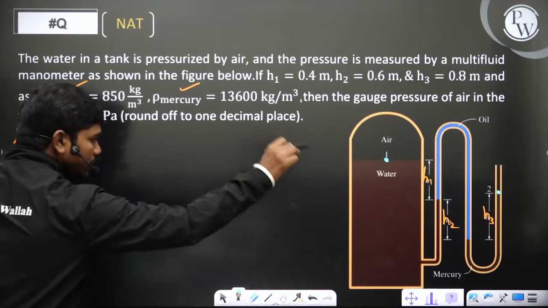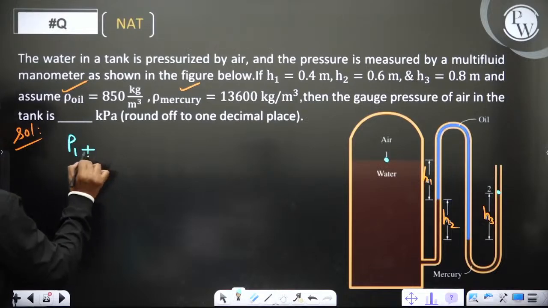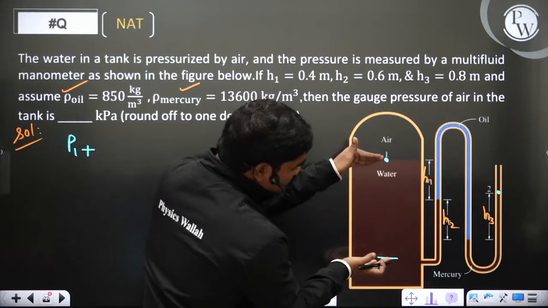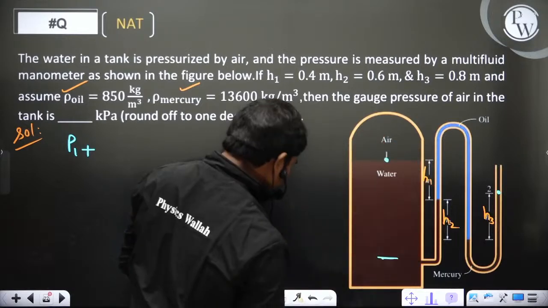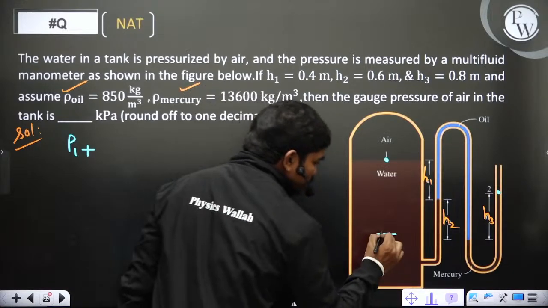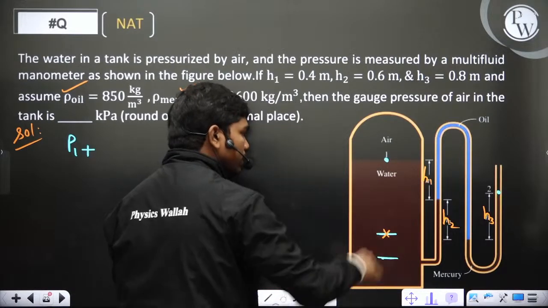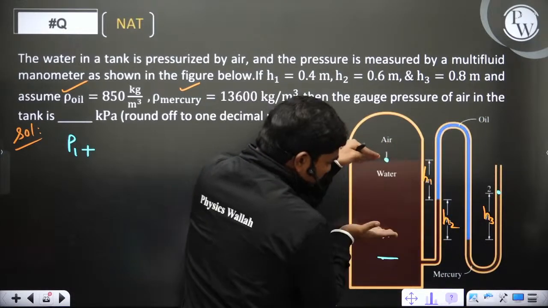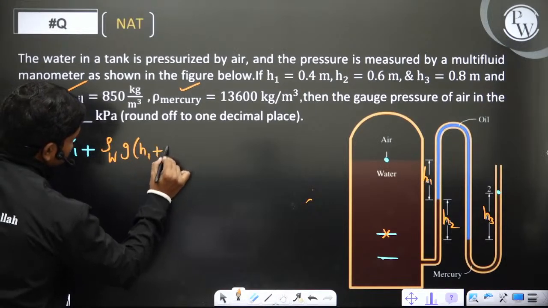you know one thing: as you go in the downward direction pressure increases, and as you go in the upward direction pressure decreases, obviously. So P1 plus, if I move from here to here, the pressure difference between these 2 points is nothing but density of water into g into H1 plus H2, which is the total elevation difference between these 2 points. So rho water g (H1 plus H2), obviously.